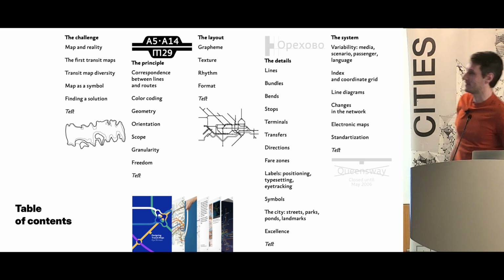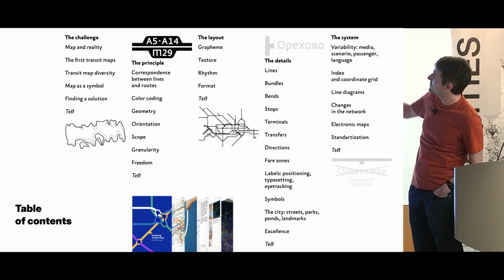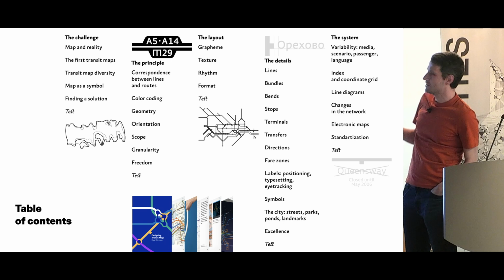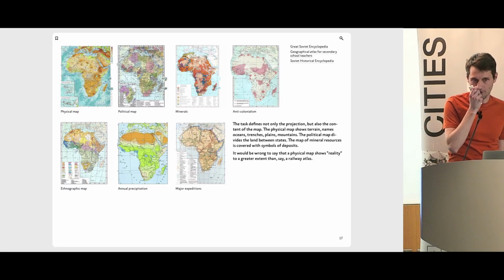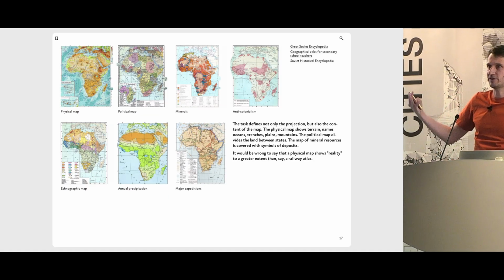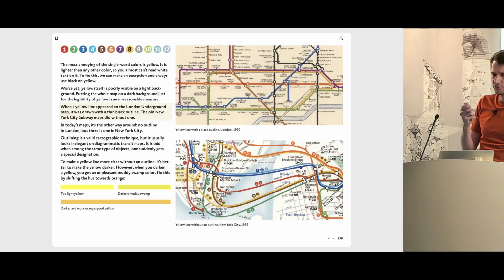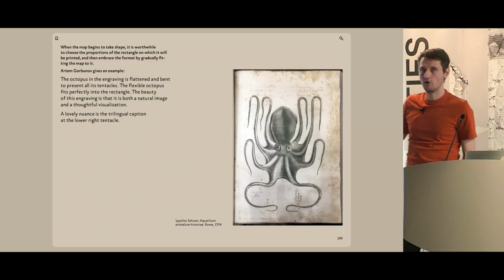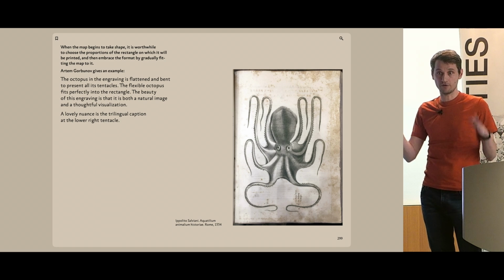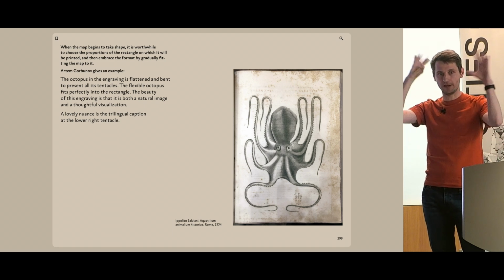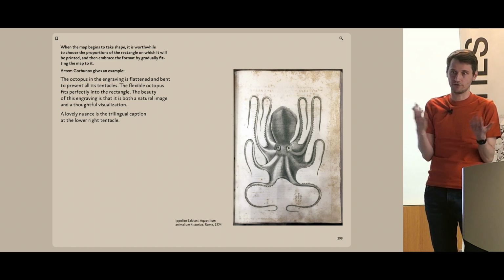So that's my opinion. And this is the table of contents. It covers everything from the history of maps and transit maps in particular to principles of map design like geography versus geometry, the scope, the orientation, the color coding. There is a whole part that is focused on how you design a poster with a map, how you lay out things so that it looks beautiful as a poster.